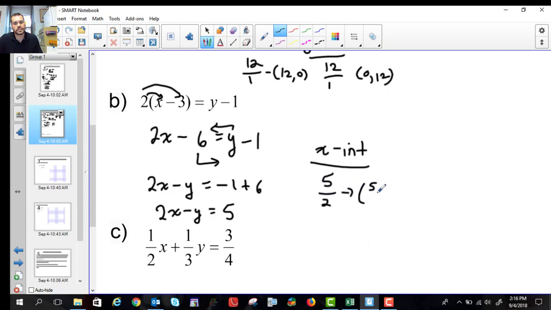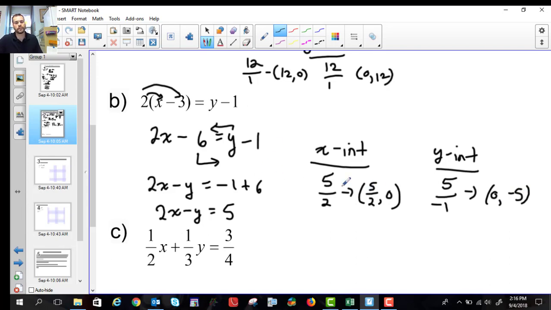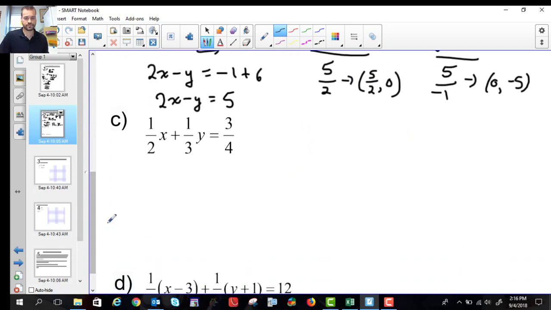So when I write it out as an actual coordinate pair, it's 5 over 2 and 0. And the y-intercept is c divided by b, the number in front of the y, which in this case is -1. So it's 5 divided by -1, and that just gives me a y-intercept of 0 and -5. And when you're writing out intercepts, you always should write them as a coordinate pair. So the x-intercept isn't 5 over 2, it's 5 over 2 and 0, technically, although it is 5 over 2 in the x.